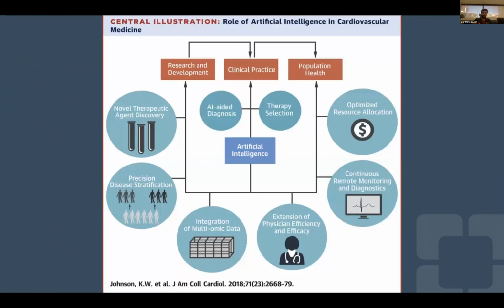So that's kind of a brief overview of what we can expect in terms of the applications of AI. And I really like this figure from Johnson et al. that was published in JACC a while ago. And it kind of summarizes what we talked about.